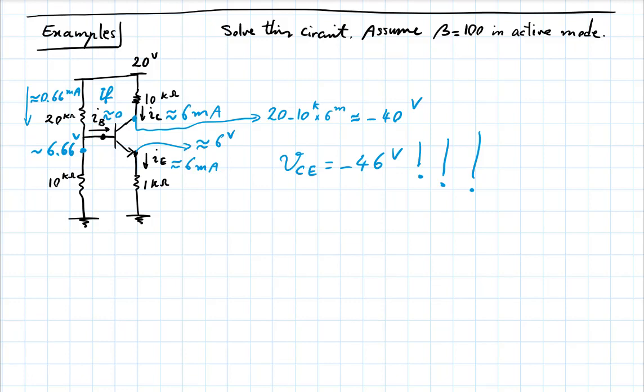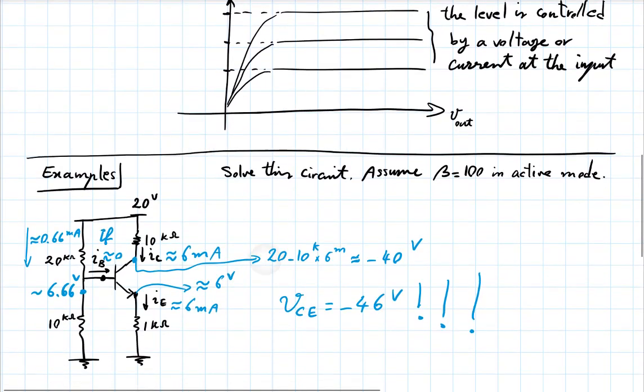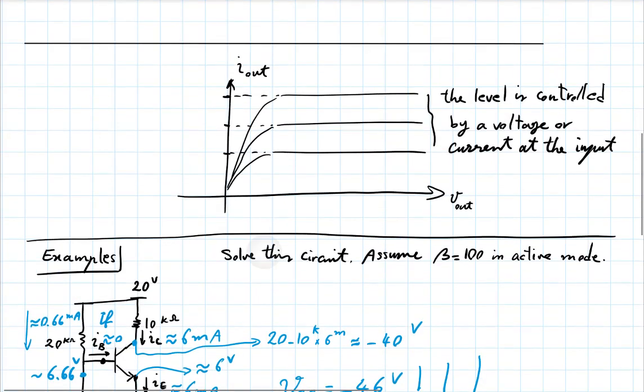If we made the assumption that we are in the active mode, we know that VBE is going to be about 0.7, but we don't know that VCE, or V out here, has to be 0.4. It could be 0.4, 0.5, or 400. You see? So VCE is not dictated on the transistor in the active mode.